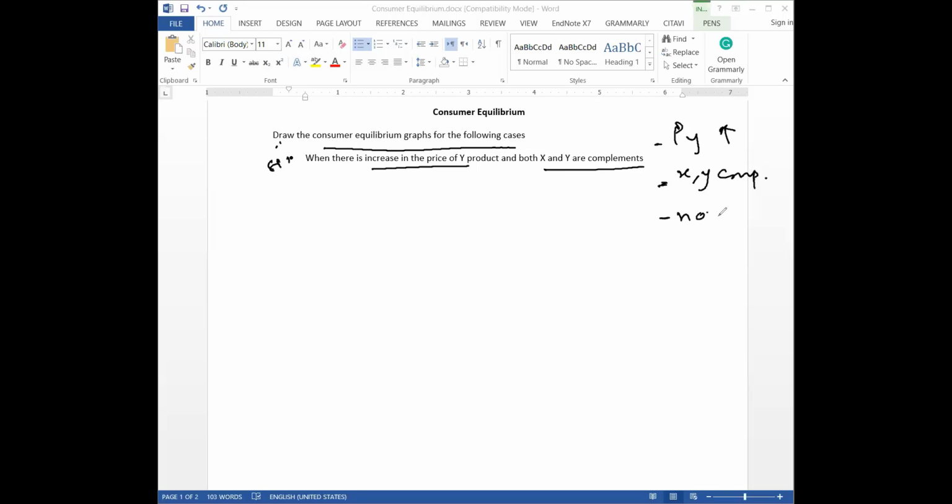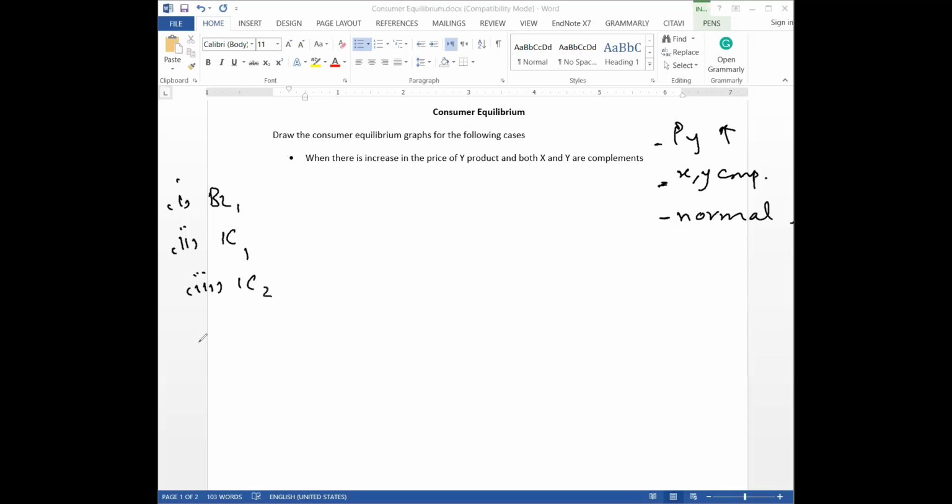So normal. So these three things are clarified from this statement. Okay, so now let's start. I already remembered that first we draw BL1, then second step is we draw IC1. Then if you want to draw neat diagrams, then IC2, then the last is BL2. So this is the step. So let's draw the diagram.